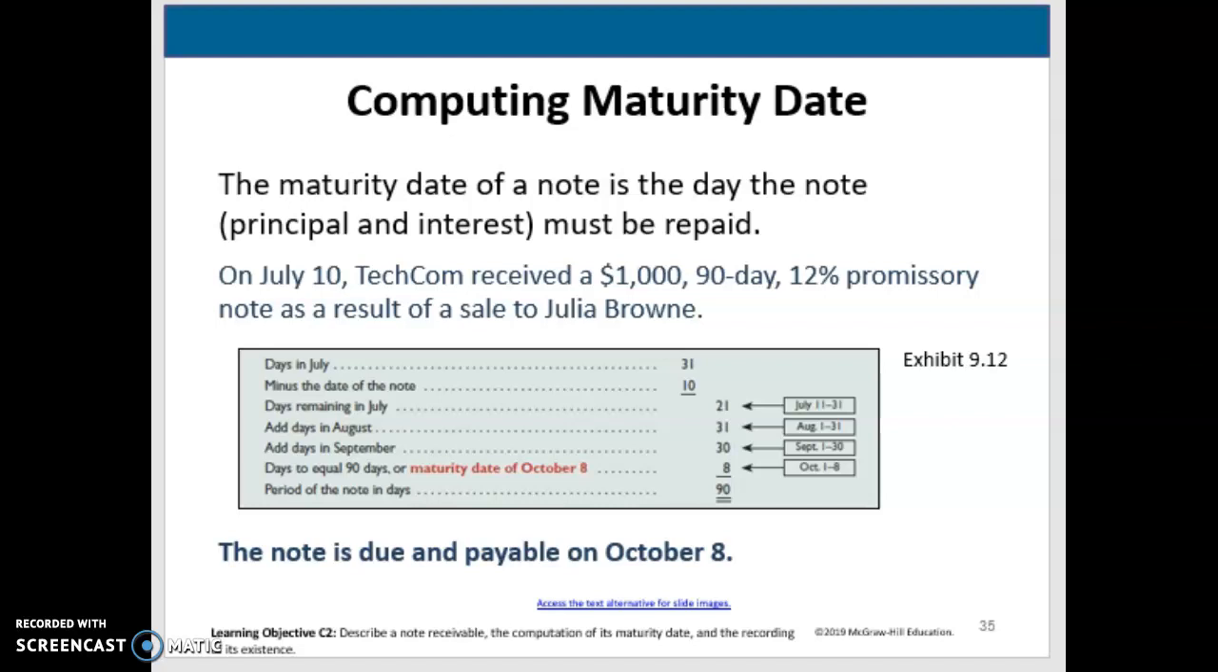We're still not to 90. So we're going to go to September. September we have 30 days. That's going to give us 82. So we're still not at 90. We have to go into October. So we know that going into October, we're going to get to 90. So how many days do we need to add? All right, 8 days in October to get us the total of 90 days. So our maturity date is going to be October 8th if it was a July 10th 90-day note. So that's our maturity date.